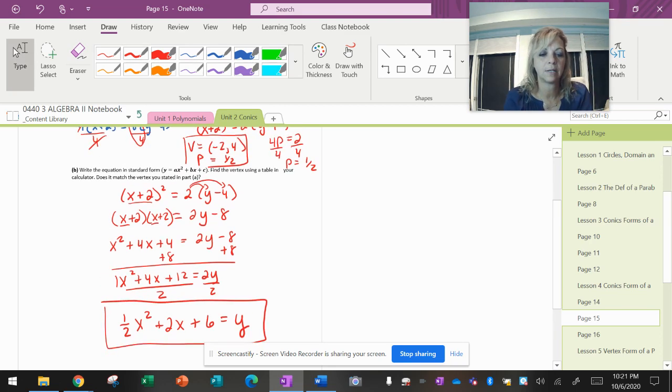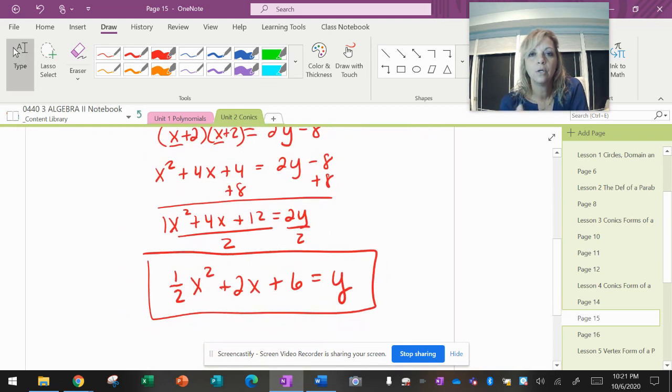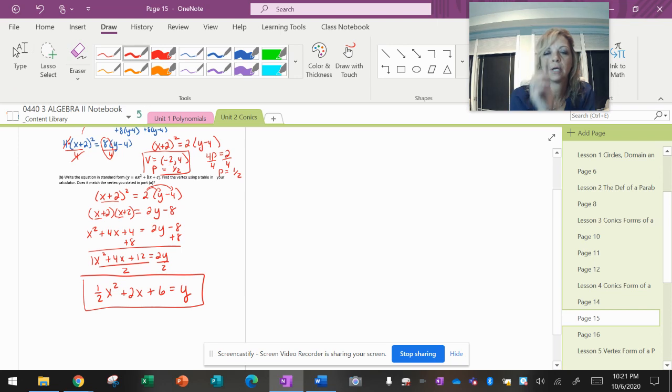So it does say, write the equation in standard form, find the vertex using the table in your calculator. So you would put this in your calculator, and when you go to the vertex of -2, 4, you would see symmetry on each side. I'm going to explain that a little bit more tomorrow when we do our other lesson.